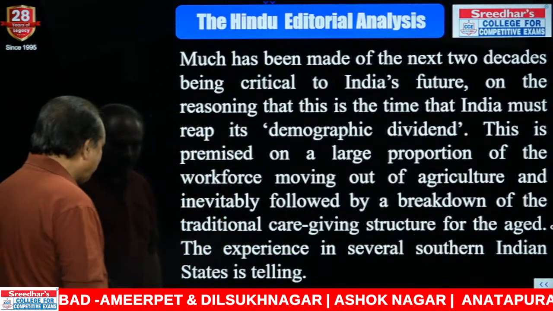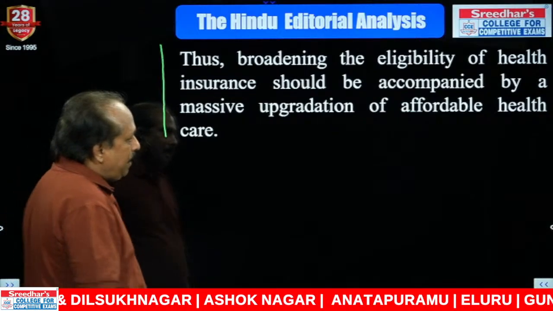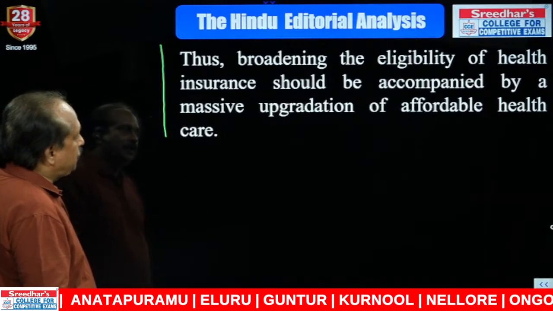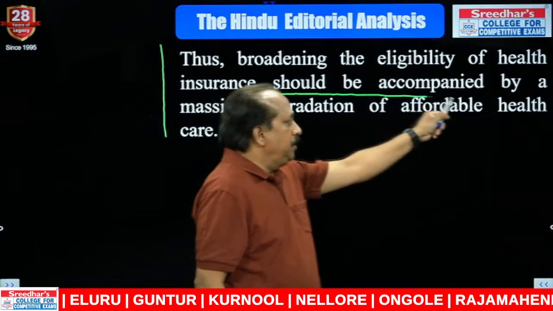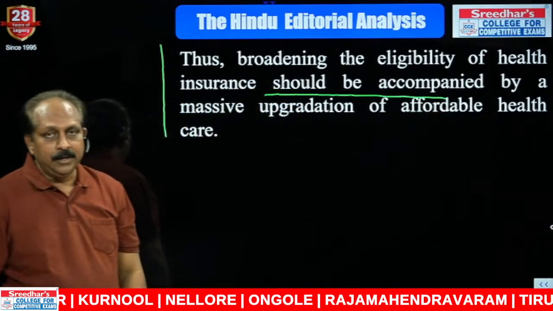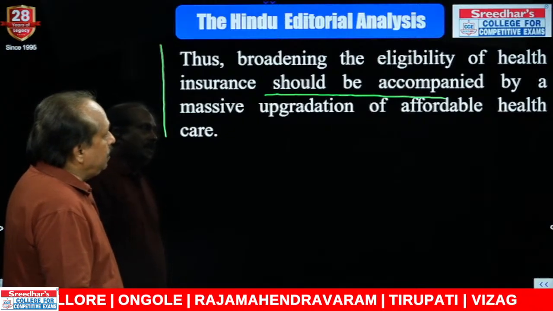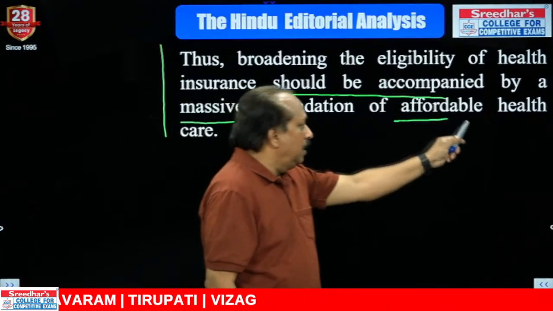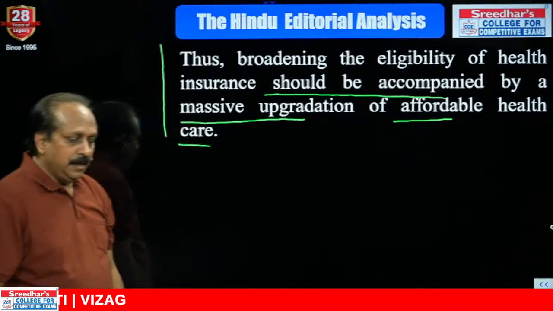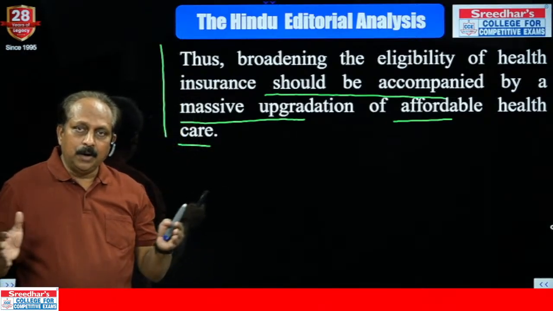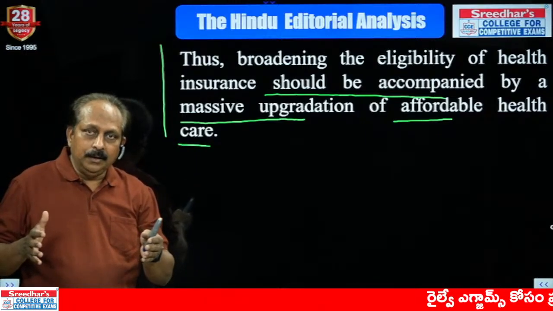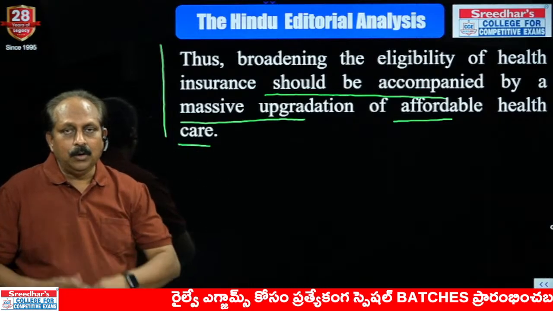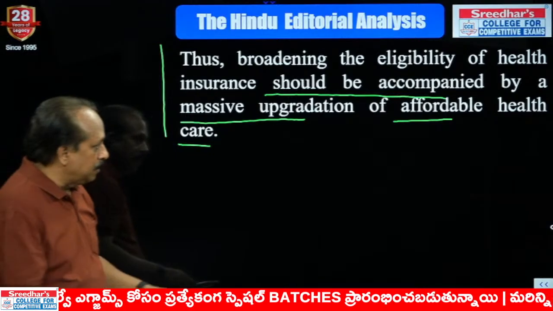Good, you have responded. How does it end? The main idea is being reiterated. Thus, broadening the eligibility of health insurance should be accompanied by a massive upgradation of affordable health care. Accompanied is passive voice here. As I said, they are trying to widen the demographic groups, but it should be done at the same time. They should think of affordability. While doing that, they have to focus on the affordability aspect. The main idea is being reiterated.